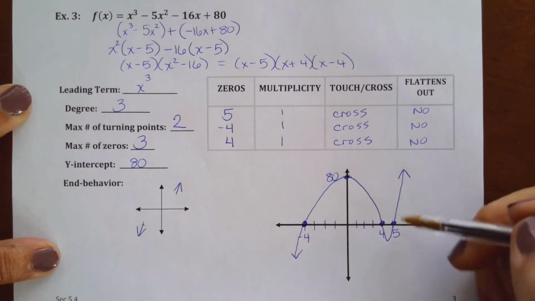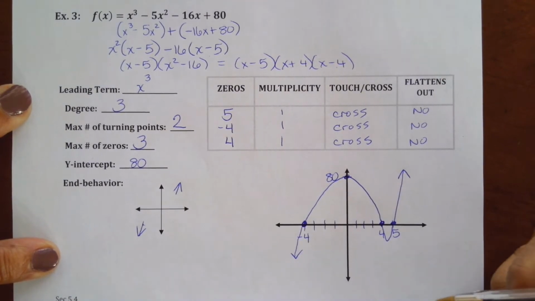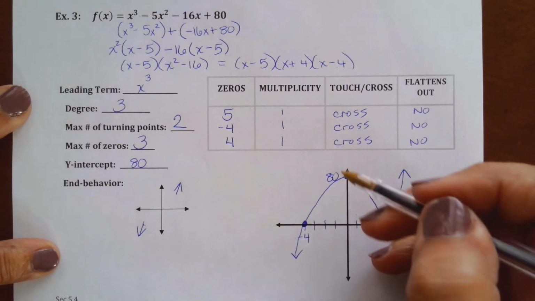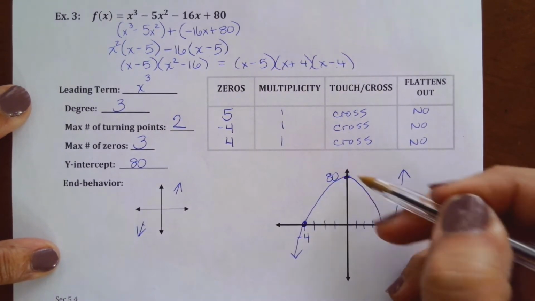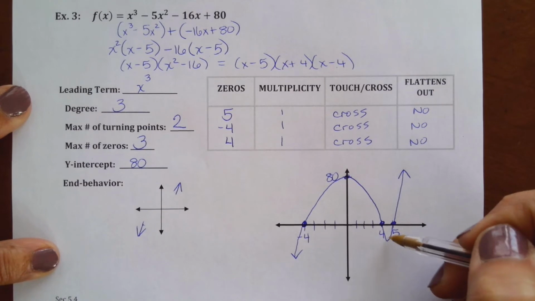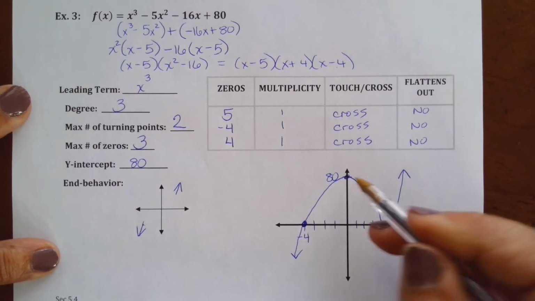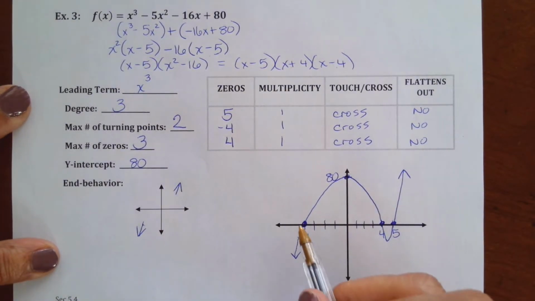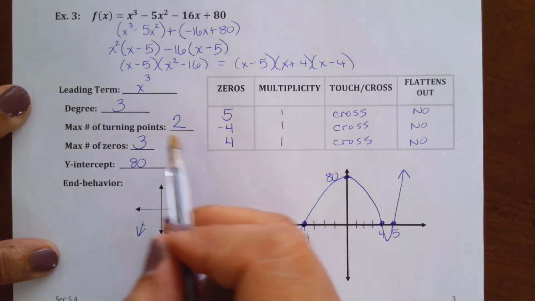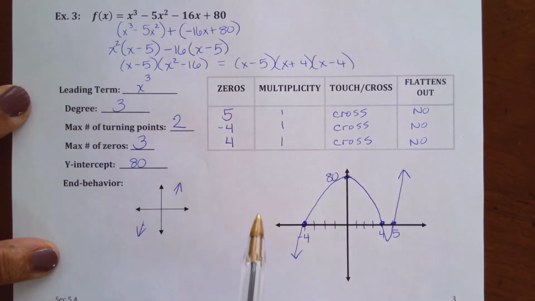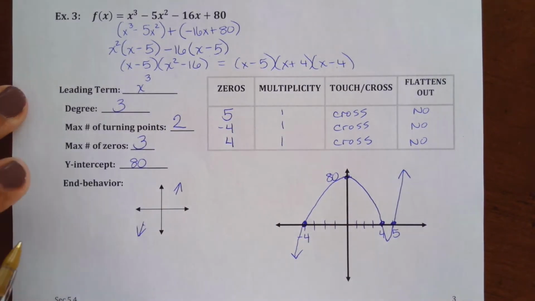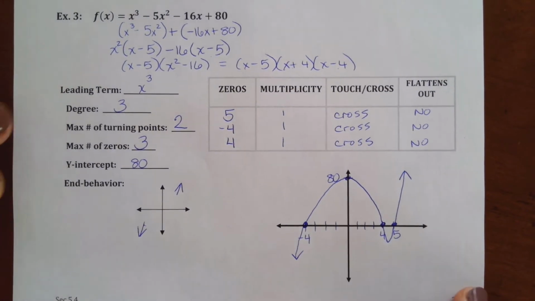Now I don't know how far down this goes. If you graph it, you'll get a better idea. This is, again, just a sketch. But look at this. I have a turning point here, right? Here's a max. So this is a turning point, and then there's a turning point. So it had 2 turning points, which is what we said. This one did have 3 zeros, so that was our max number of zeros. Okay, so all of those things hold true for this problem.